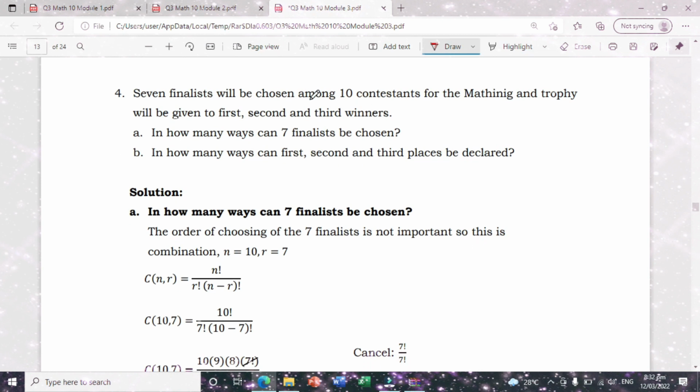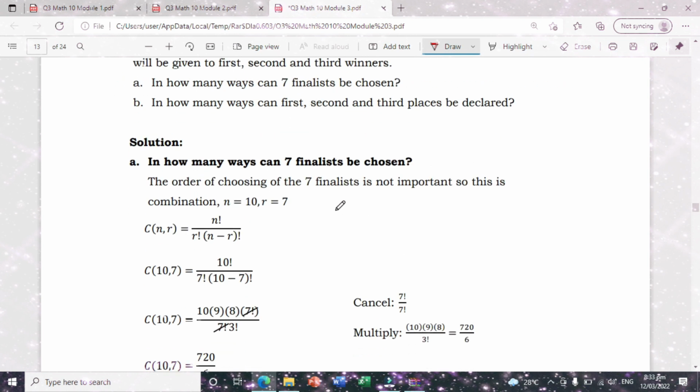Okay, number 4. 7 finalists will be chosen among 10 contestants for the Mathinig, and trophy will be given to first, second, and third winners. So, in how many ways can 7 finalists be chosen? Then, in how many ways can first, second, and third places be declared?